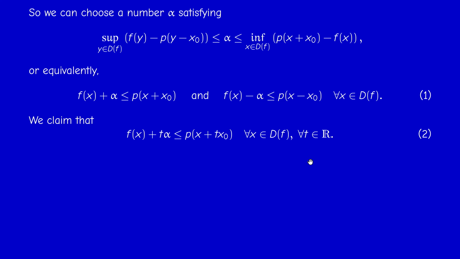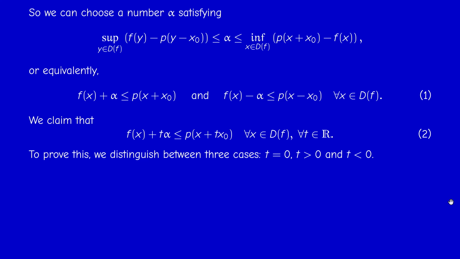And now, last claim: for every t in R, f of x plus t alpha is less or equal than p of x plus t x0, whenever x is in the domain of F, and for every t in R. So to prove this I distinguish between cases. T equals 0 is trivial because if t equals 0, this just reduces to f of x less or equal than p of x, and this is by definition because f satisfies the inequality.